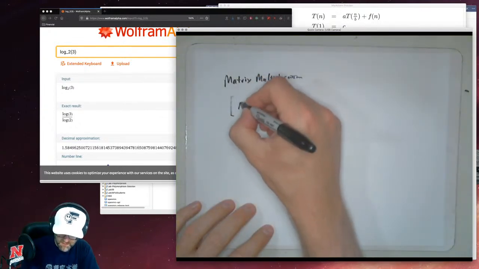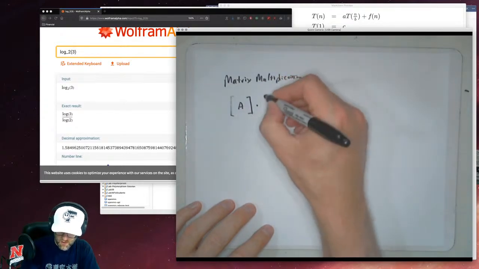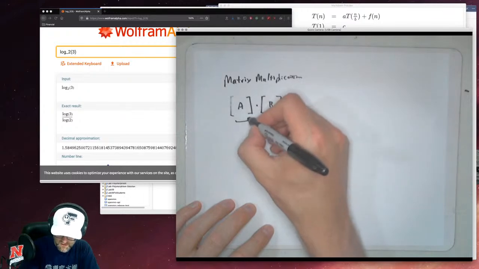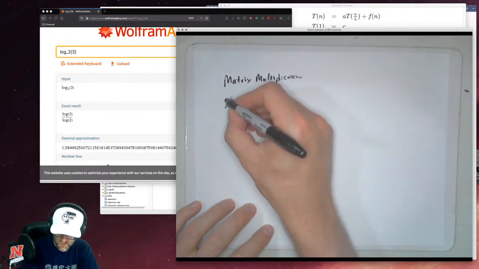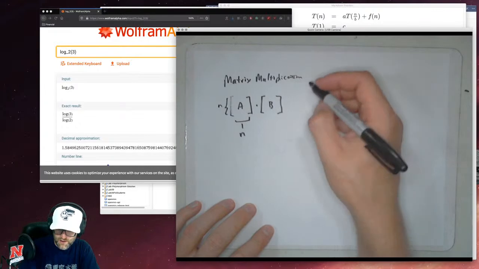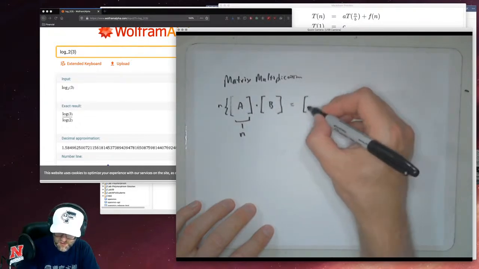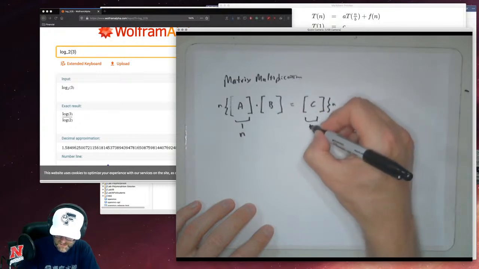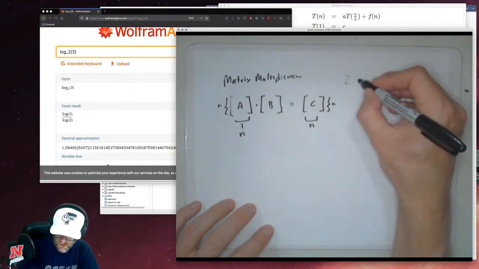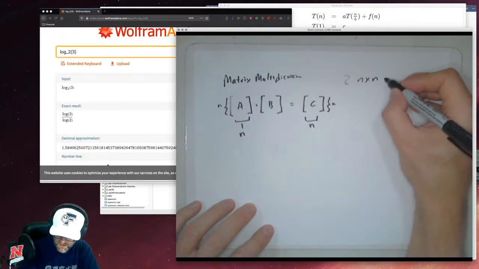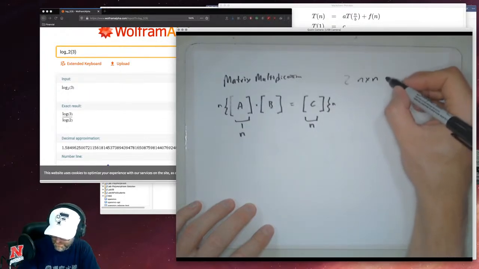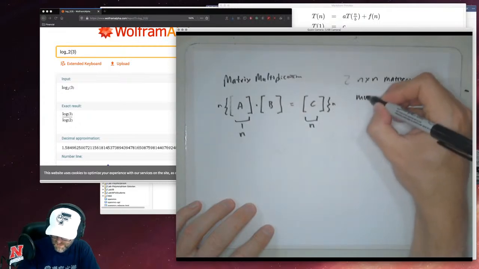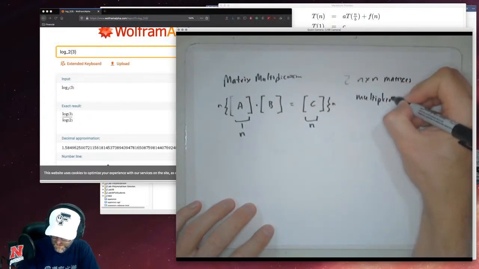If I have a matrix A and I want to multiply it by a matrix B, and each one of these is n-digit numbers, and we're restricting our attention here to square matrices, then this produces a matrix C, which again is n by n. So these are two n by n matrices multiplied together.